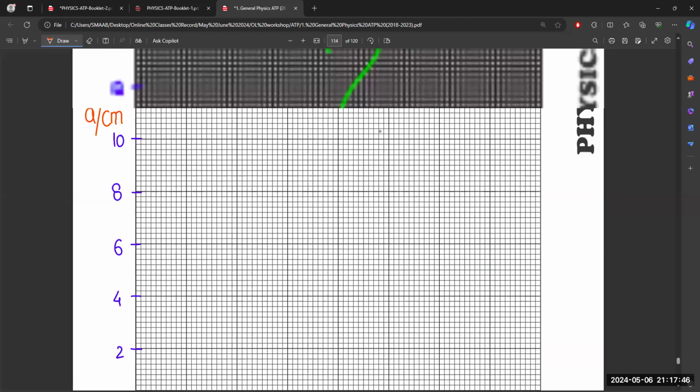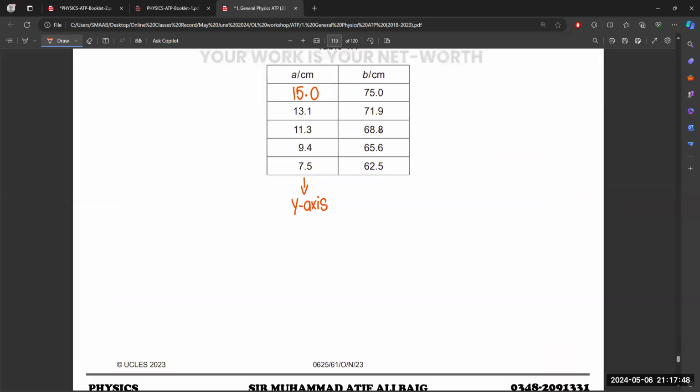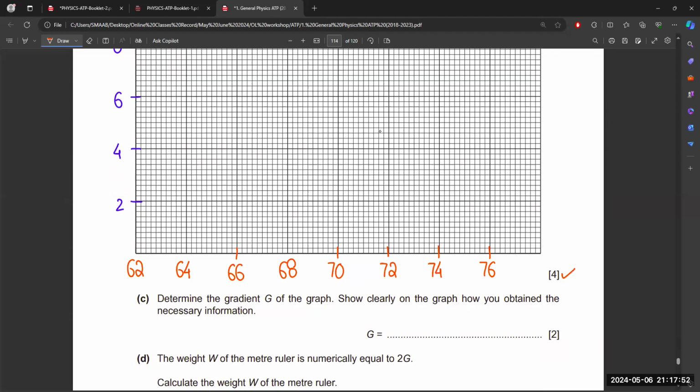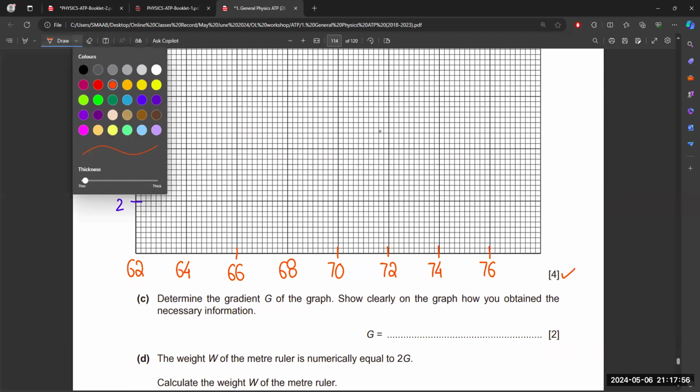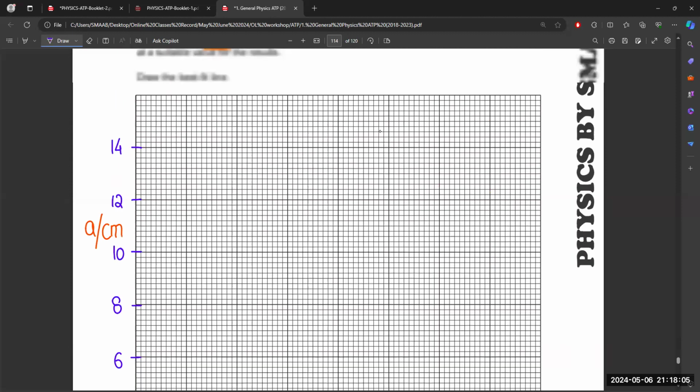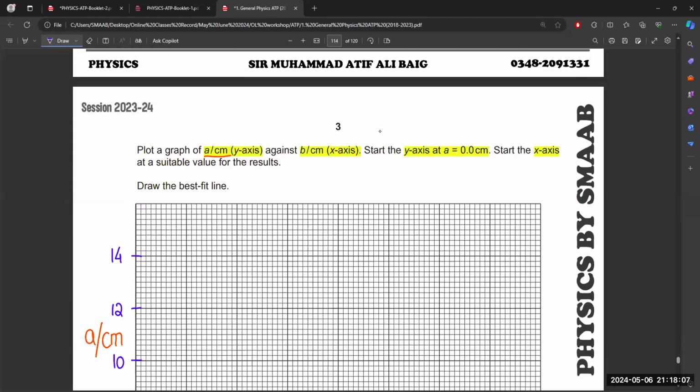76, and the maximum value is 75. So we can see more than 75% is easily covered on x-axis and on y-axis also. And on x-axis, we are using b. Plus one more important point, always plot graph with pencil. Okay.